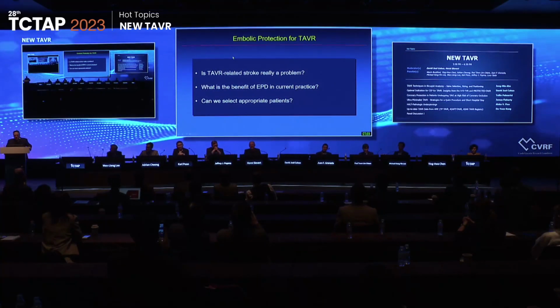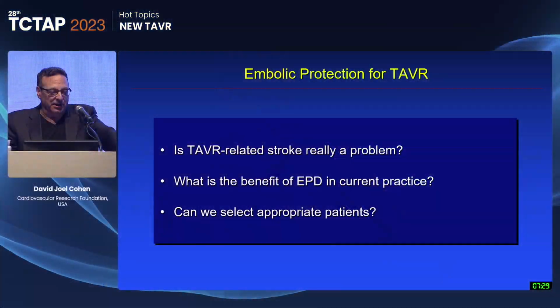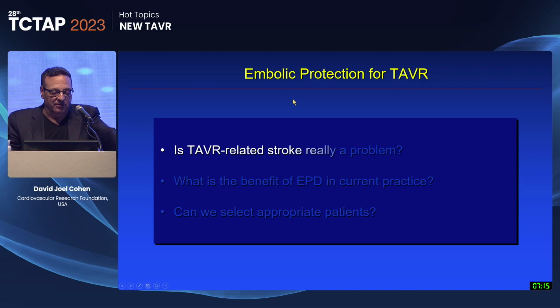These are my disclosures. I want to cover 3 things, hopefully briefly, and some of this will overlap with Samir's talk earlier. Is TAVR-related stroke a problem? We've heard differing opinions of that. What is the benefit of embolic protection in current practice, and can we select patients appropriately, all of which came up in the last discussion.